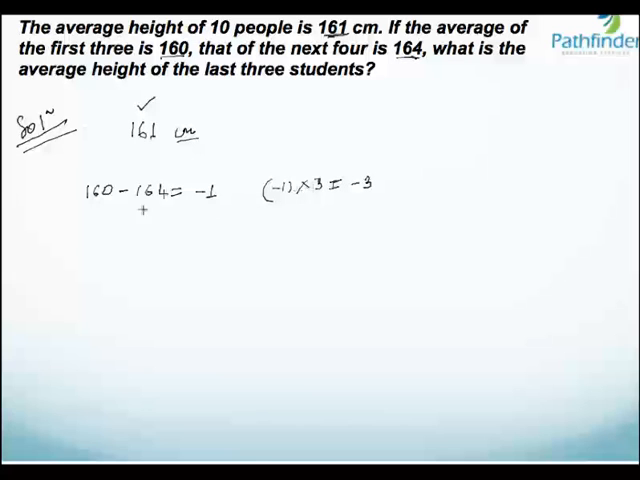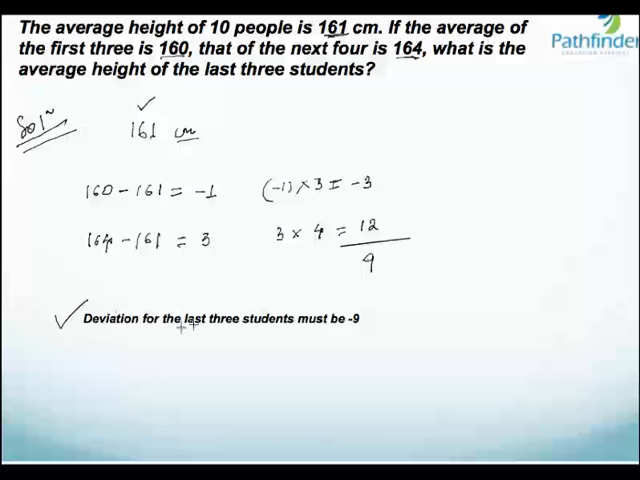So there you go, we have minus 1 into 3, and the overall deviation for the first 3 numbers is minus 3. What about the deviation for the next 4 numbers? Again, we calculate the deviation 164, which is the average of the next 4 numbers, minus 161 to yield 3. And once again, 3 is the deviation on each number. Therefore, we multiply 3 into 4 because there are 4 numbers. So the overall deviation is 12. So what is the total sum of deviations of these 7 numbers? The sum of deviations of these 7 numbers is minus 3 and plus 12, that will give us plus 9. And because the average of all the 10 numbers is 161, the deviation about all these 10 numbers must be 0.